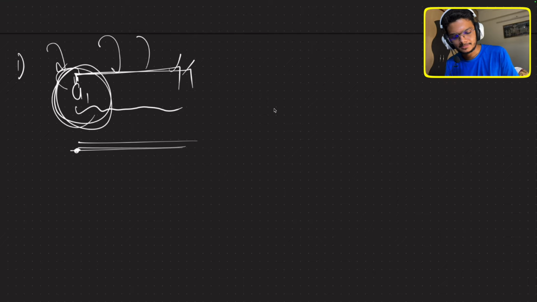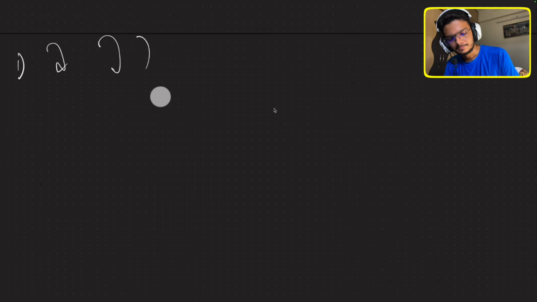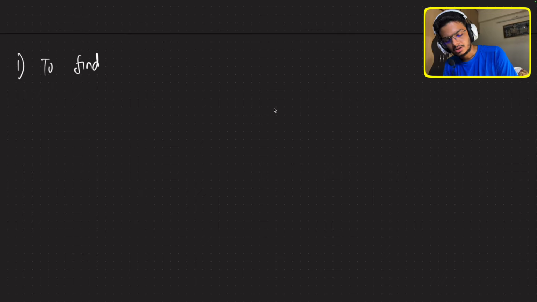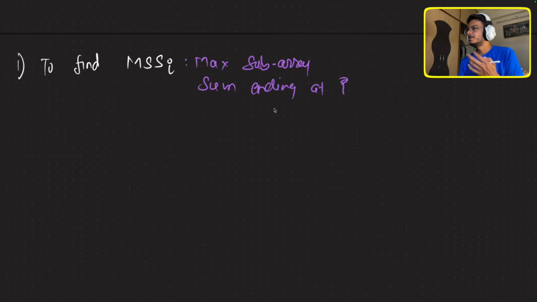But getting a maximum subarray sum starting at an index is not a very easy problem. But if you think in a bit of a different way, is there a way to find the maximum subarray sum ending at index I? So this MSSS of I, I am saying, is the maximum subarray sum ending at index I. Is there an optimal way to find that?